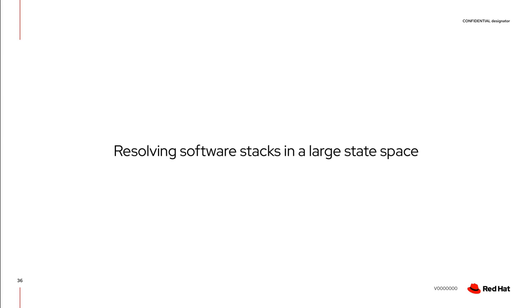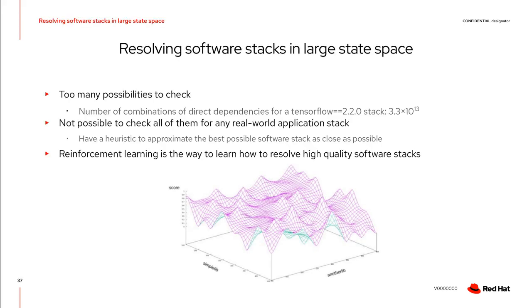So this was the idea about resolving software stacks in a really large state space. And as you've already seen, there are too many possibilities to be checked, and the number of combinations grows really significantly with each package added to the software stack. So we already know that there is no way to check all the possibilities in any real-world application. So we created these heuristics to find a high-quality software stack as soon as possible. We found that reinforcement learning is the way to go to resolve high-quality software stacks.